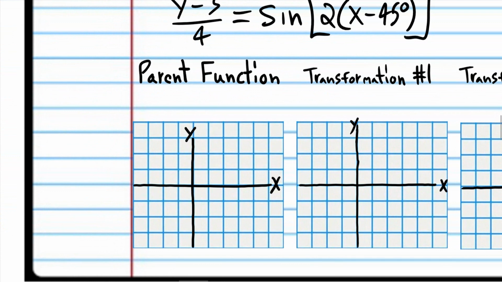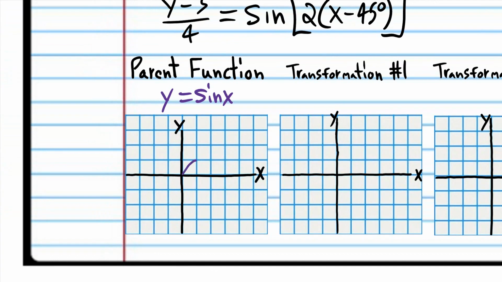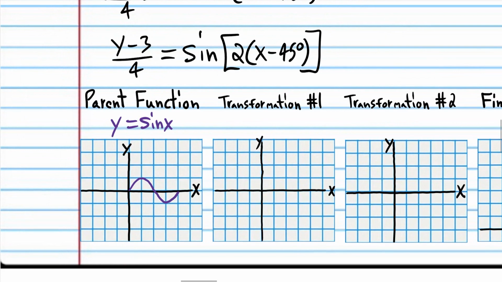Okay, so we're dealing with the sine curve, so let's draw the parent function for sine. It looks like that. Something like that. It doesn't have to be a perfect curve. This is not an art class, so don't worry about creating a perfect curve. It just needs to go through the right points. And then we're going to vertically stretch as usual.